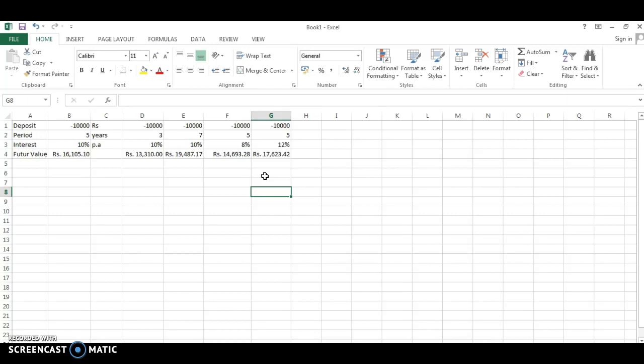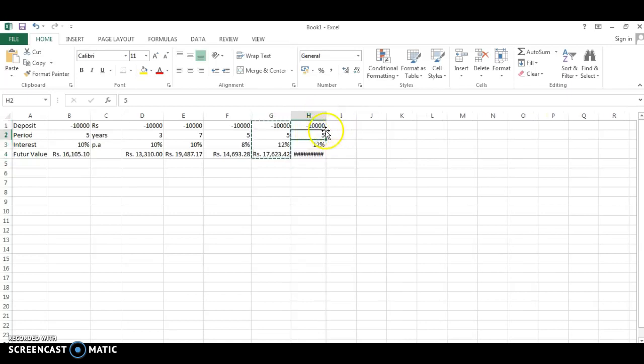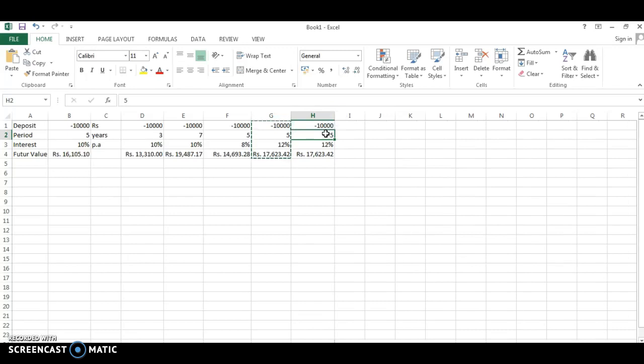The period increases. Similarly, when both are increasing, right? When both the interest rate as well as the period increase, say for example, your time period is now, I'm setting it as 7 years, and the interest rate is 12%. In that case also, supposing the period is 3 years, and what happens? Your value decreases. So this is how it works. This is how the future value of a one-time deposit is calculated.